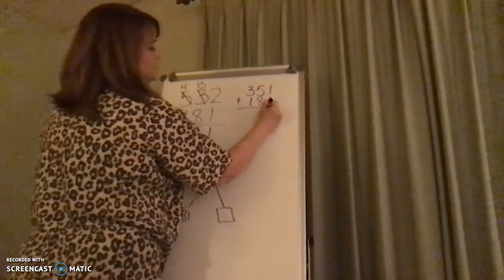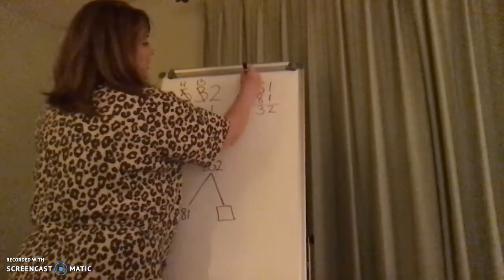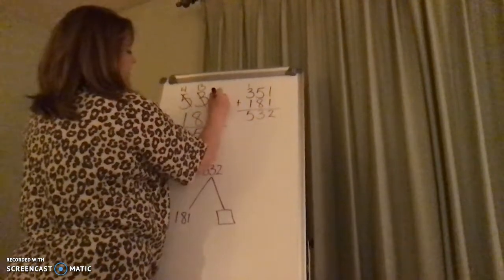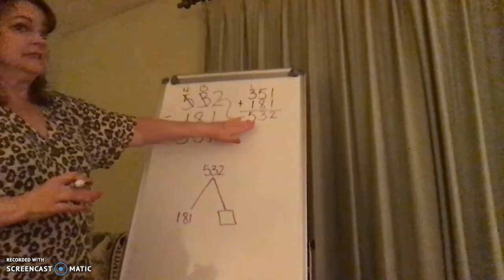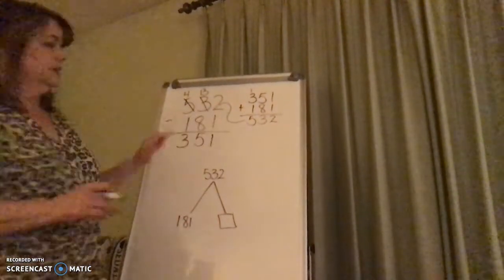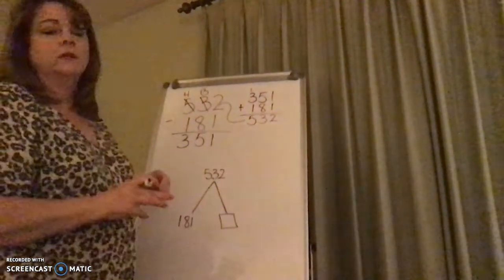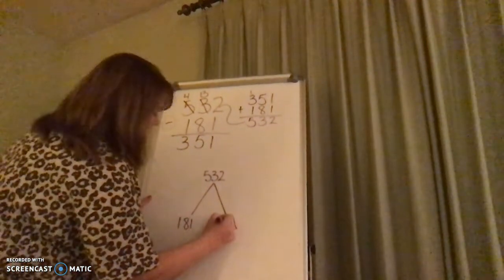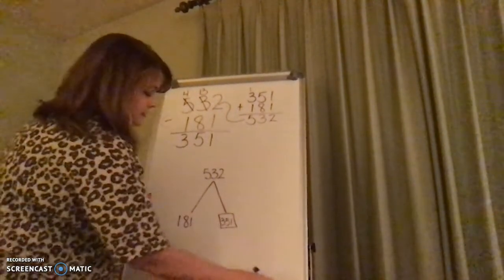And I'm going to check. 1 plus 1 equals 2. 5 plus 8 equals 13. 1 plus 3 plus 1 equals 5. I got the same answer that I started with, so I know that my answer is correct. If I didn't get the same answer, I would need to go back and check my work and try it again. If these numbers don't match up, I've made an error somewhere and I'm going to want to go check that out, okay? All right, so we can see that we would put 351 as our other missing add-in.